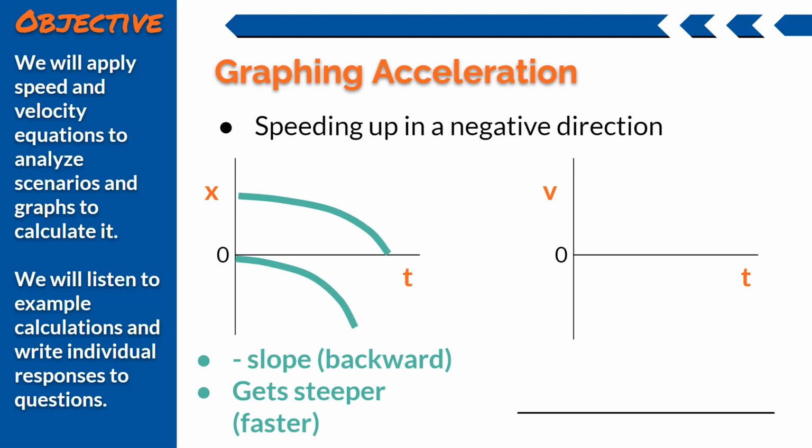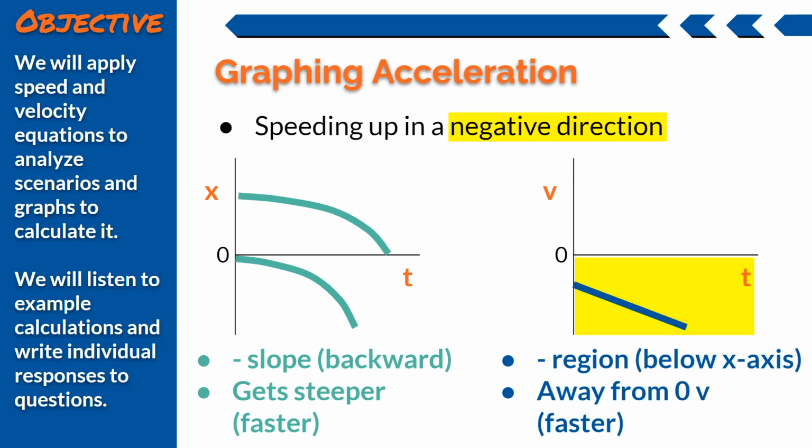Those are both examples. If I wanted to draw this on a VT graph, again, negative direction tells me I'm in the negative region of my graph, that I'm moving backwards. And I'm speeding up, so I need that velocity to move away from 0. Maybe I started at -2 and it's now -3, -4, -5. I'm getting faster, but I'm moving backwards. Okay, so this would be an example. Again, it could start at 0. That's fine too. Depends on what scenario you're looking at, but these are both examples of something speeding up in the negative direction.